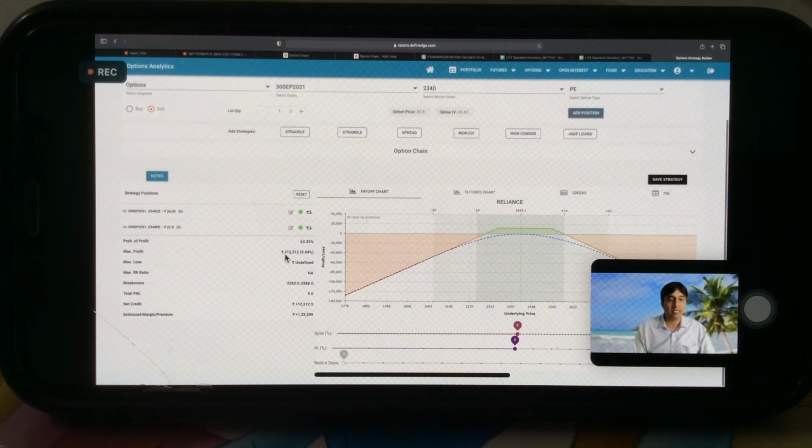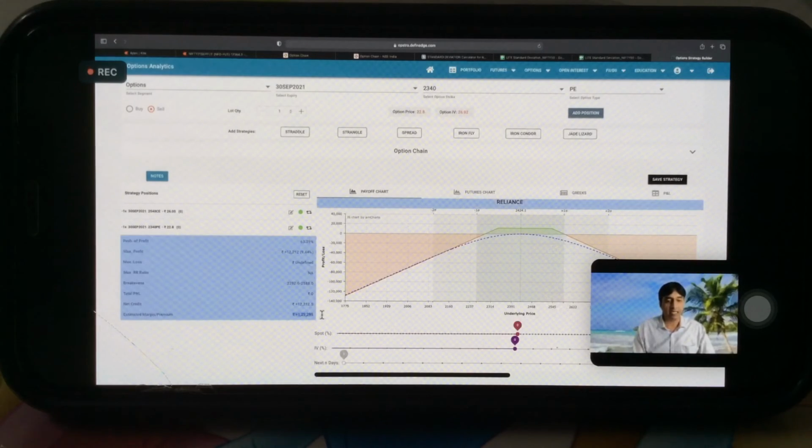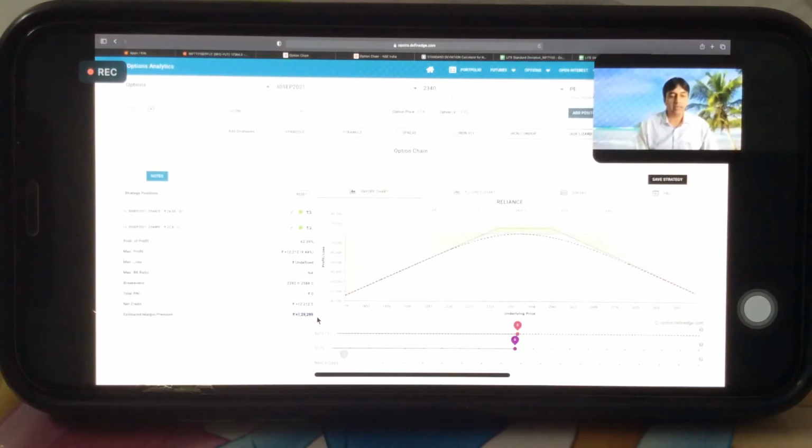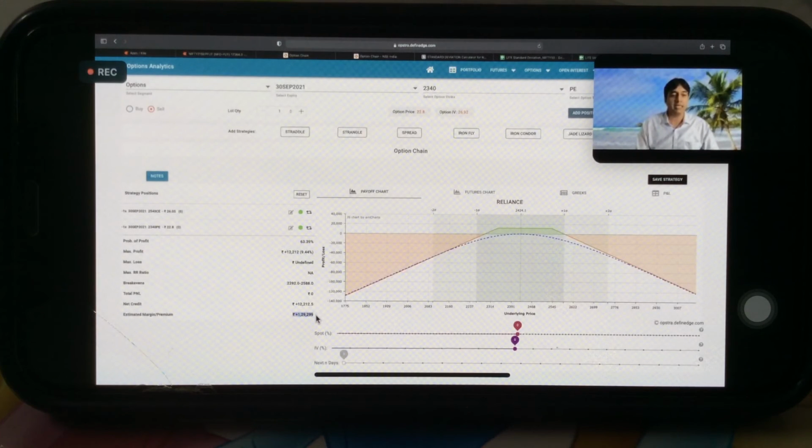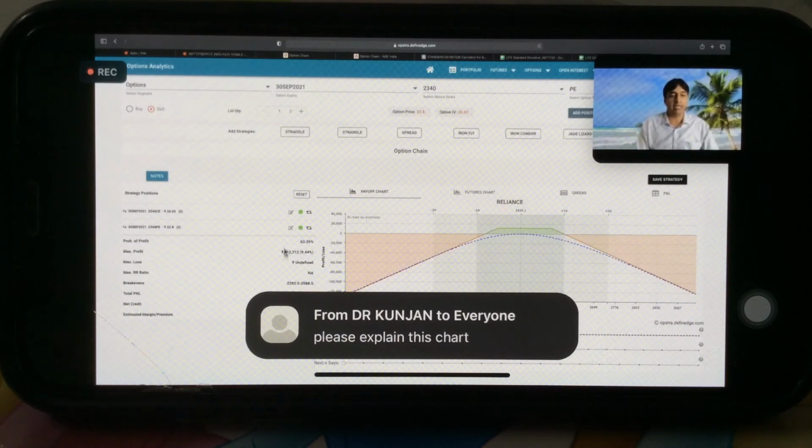So max profit is 12,212 and margin required is 1,30,000, right? So around we can say 10% returns we can expect. 95% probability that we will be getting 10% return. So around on 1,30,000 we will be getting around 12,000 profit.